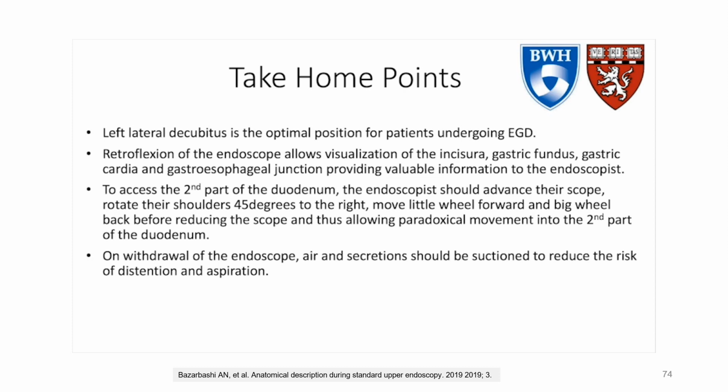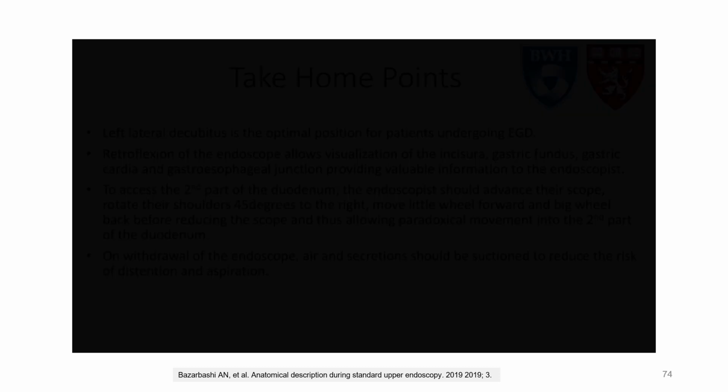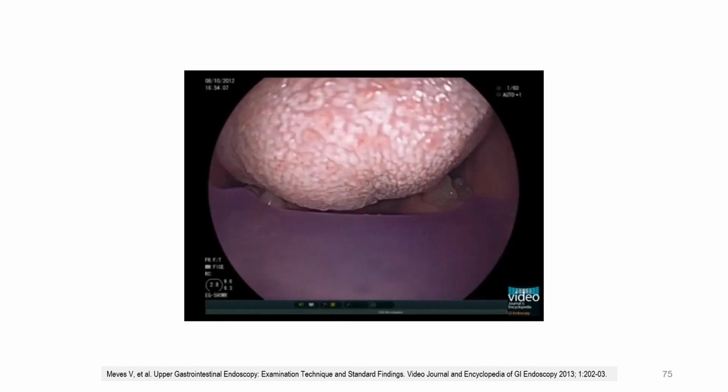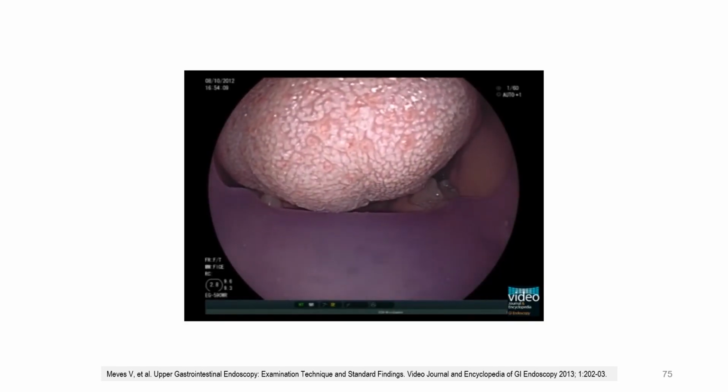Retroflexion of the endoscope allows visualization of the incisura, gastric fundus, gastric cardia, and GE junction, providing valuable information to the endoscopist. To access the second part of the duodenum, the endoscopist should advance their scope, rotate their shoulder 45 degrees to the right, move the little wheel forward and the big wheel back before reducing the scope and thus allowing paradoxical movement into the second part of the duodenum. On withdrawal of the endoscope, air and secretions should be suctioned to reduce the risk of distension and aspiration.